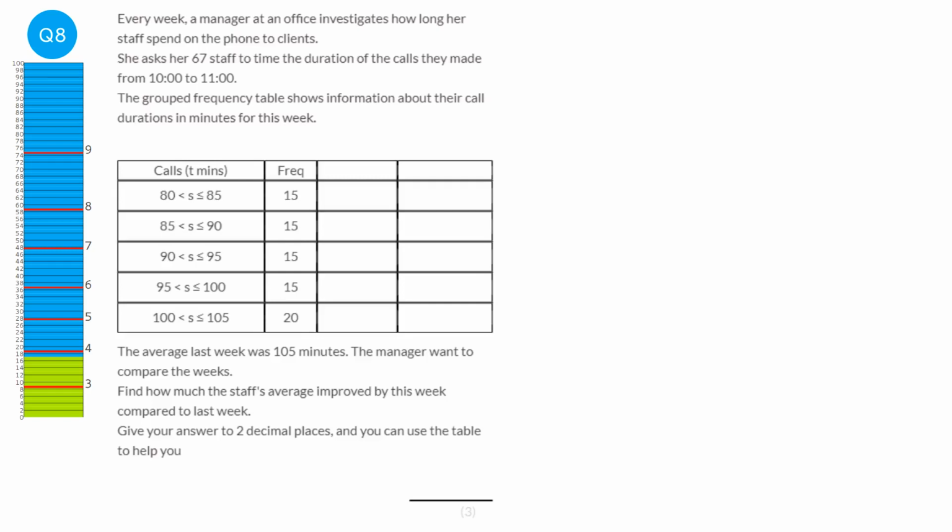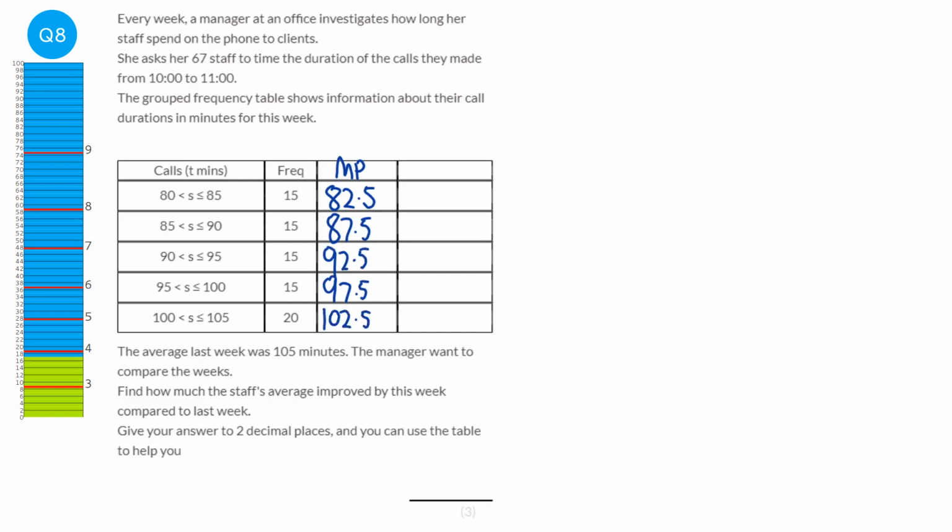So the first thing we need to do is work out the mean for the data in the table. So to start off doing that, we're going to work out the midpoint of each group. So we've got 80 to 85, and to find the midpoint you add the 80 and the 85 together, then you divide by 2. So this will be 82.5, then 87.5, then 92.5, then 97.5, and then finally 100 plus 105 divided by 2 is 102.5.